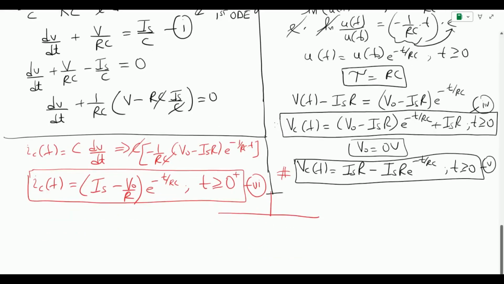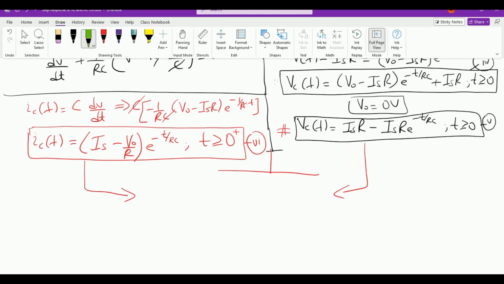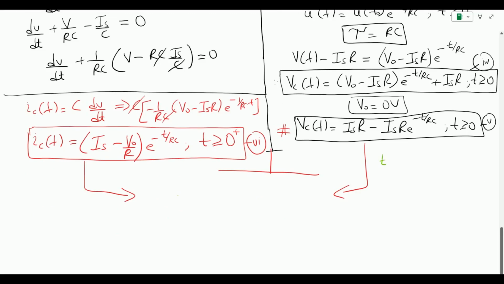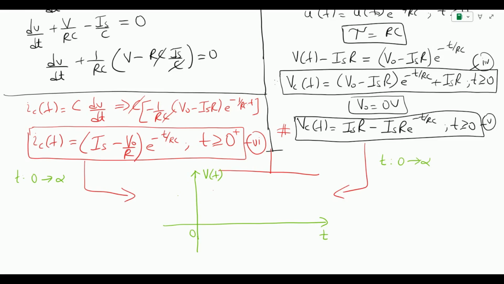And finally, if we want to plot the behavior of this voltage and current, we can see that if we put the value of time for both the cases from 0 to infinity, then the plot for both of these cases will appear something like this. So if my horizontal axis is the time scale and vertical is for the voltages and currents, let me use green for the voltage and red for the current.